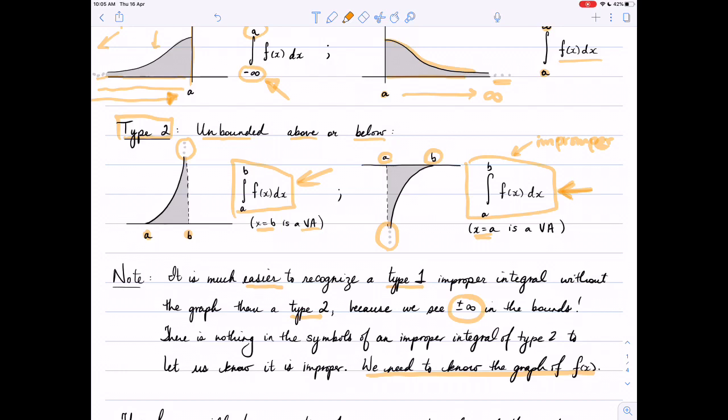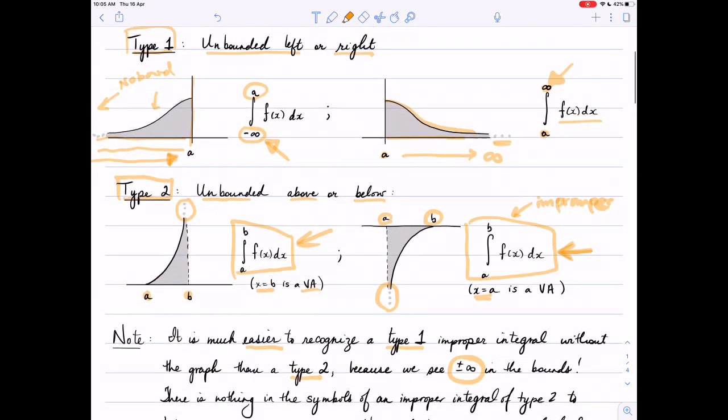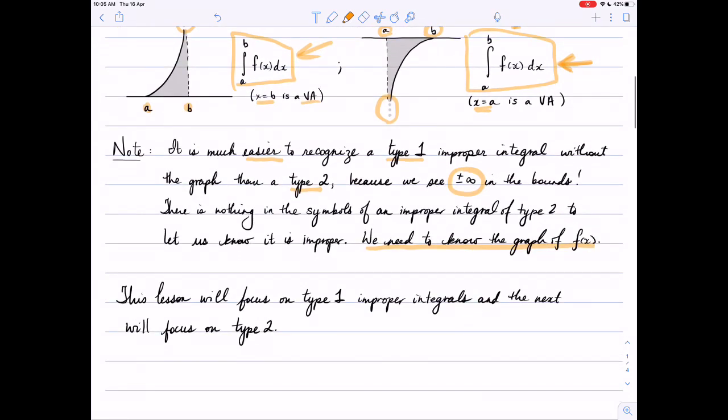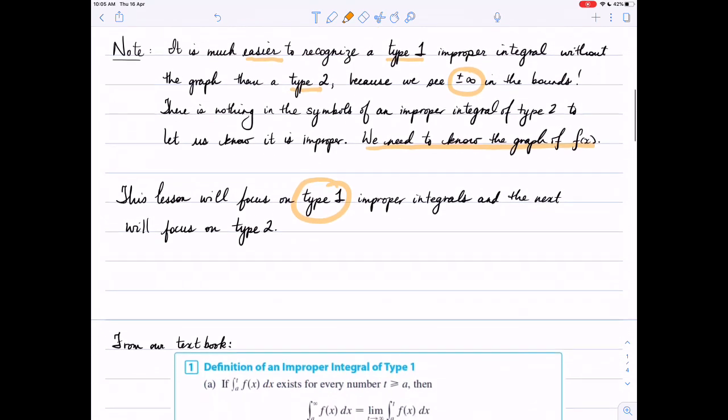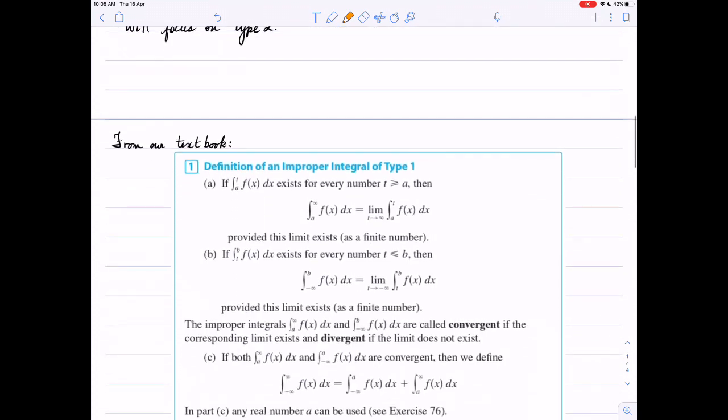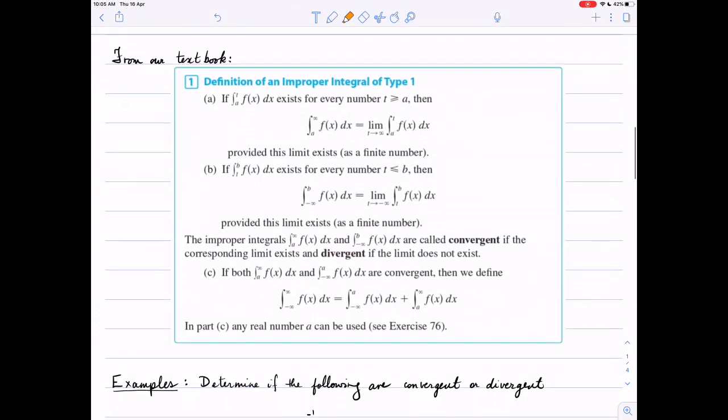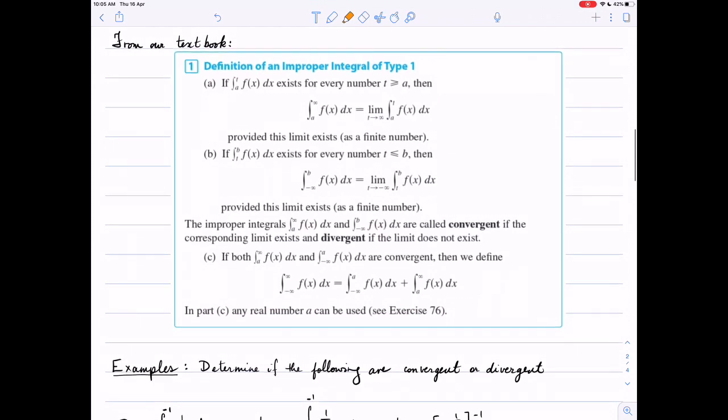So both of these represent types of improper integrals. We're going to focus on type 1 for the moment, and we will go on to type 2 in another video. So let's be a little formal with the definition of these from our textbook. So the definition of an improper integral of type 1. Let's read this carefully.